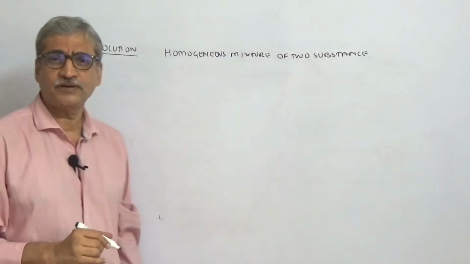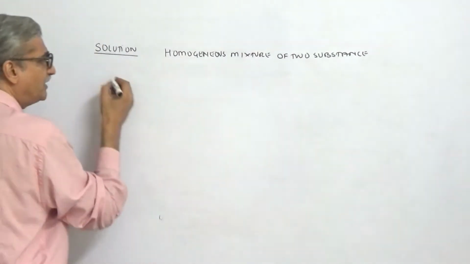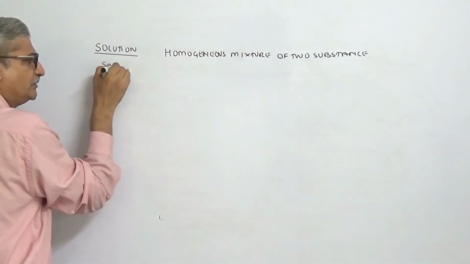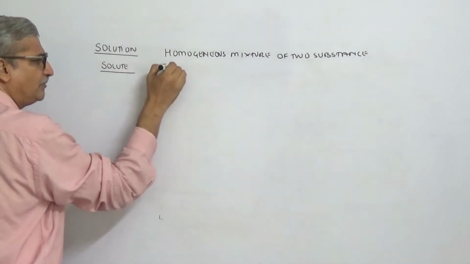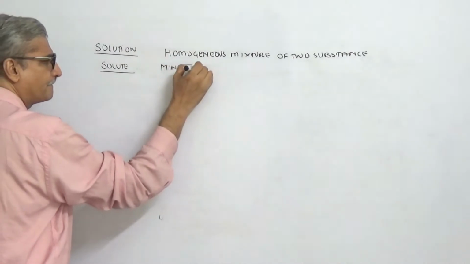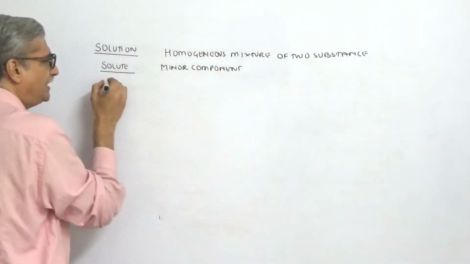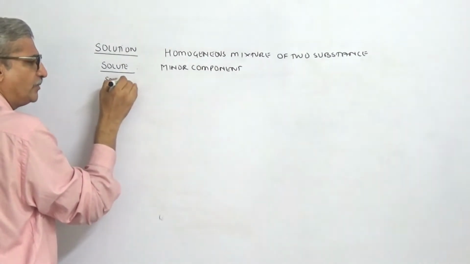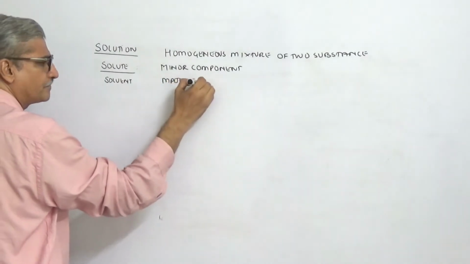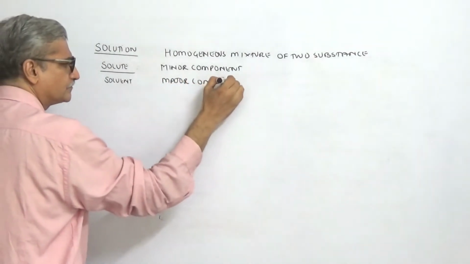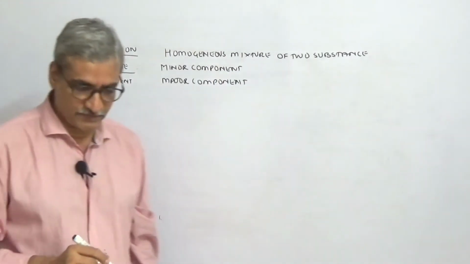One is a minor component and the other is a major component. So they are then given a name. So you have the definition of a solute. Solute is the minor component and solvent is the major component. Solvent is the major component. Is this point clear?